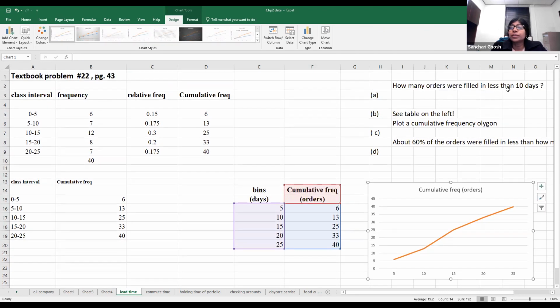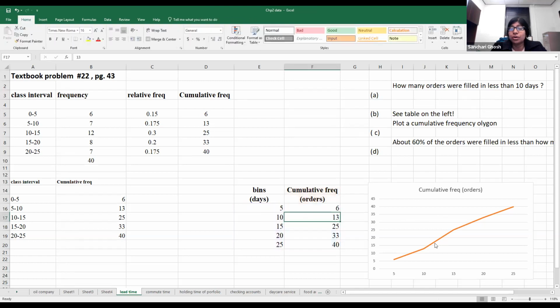How many orders were filled in less than 10 days? You can answer these on the basis of the table. I already told you, look at the beans and the table, look at the graph and the table. So below 10, it's 13 orders. Let's see if that is possible here. Below 10, we should not cross 15, so approximately 13 orders.